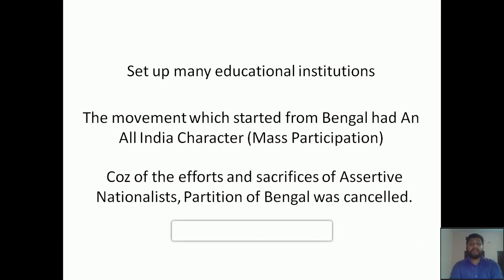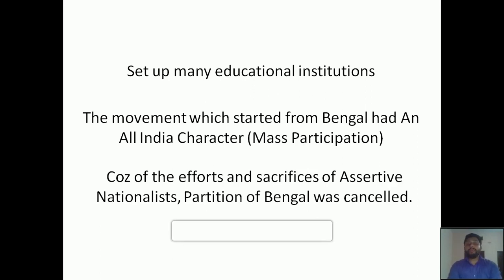Then again, because of the efforts and sacrifices of assertive nationalists, the partition of Bengal was cancelled. So it was one ultimate important achievement of assertive nationalists, because they made a number of writings, sacrifices and efforts. They were ready to shed their blood for the nation. So because of the hard work of assertive nationalists, finally the partition of Bengal was cancelled. So it was a very important point with regard to the achievement of assertive nationalists.